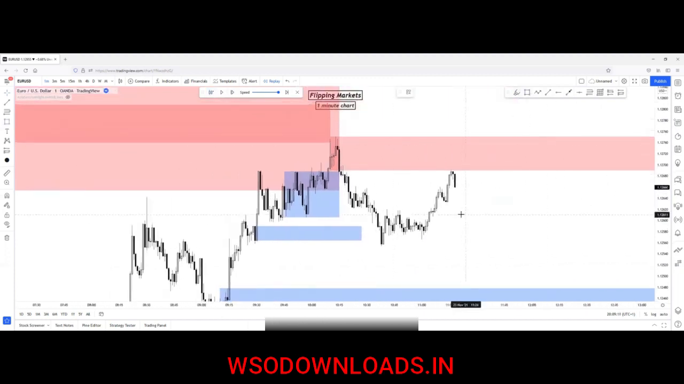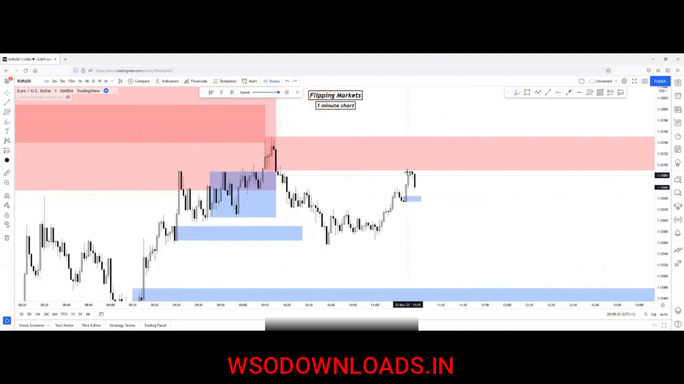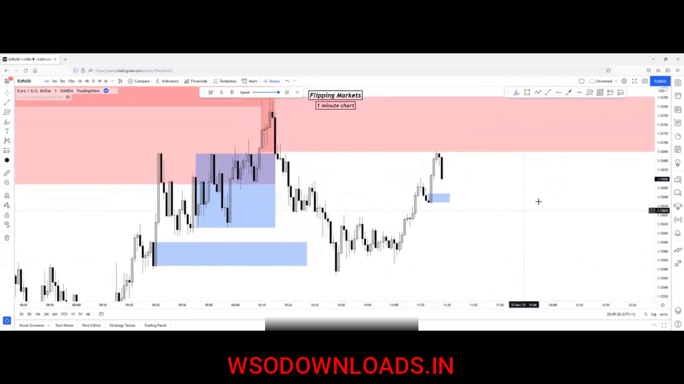As you can see, this was the last demand zone that tapped us into the 5-minute supply zone. So this demand zone was the last zone that created an inefficient push, break of structure, and liquidity sweep, and tapped us into the higher time frame 5-minute zone, right? Let's just take a closer look.